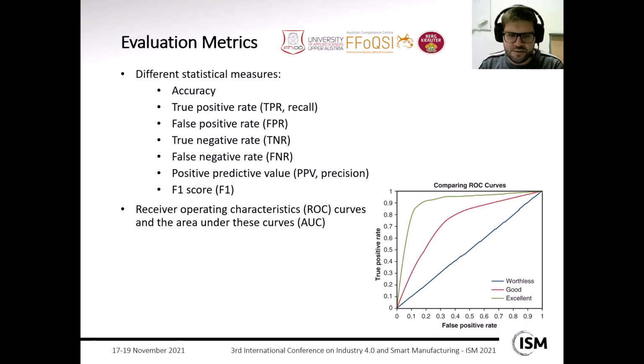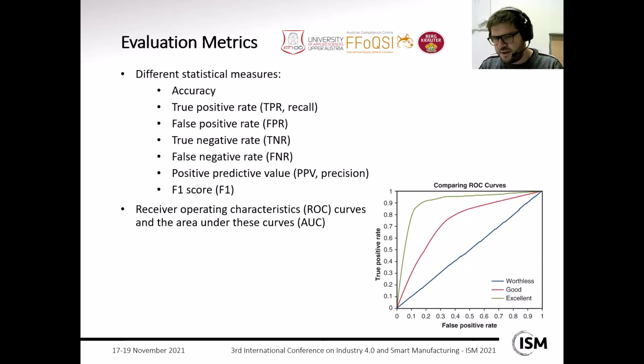Besides those numerical measures, we also calculate the receiver operating characteristics curves, ROC curves, and also the area under those curves, which basically tells us how good our classifier works. The example picture on the right side shows that the green line shows a nearly excellent performing classifier, and the blue line basically shows a worthless classifier, because the blue line, the false positive rate is always as high as the true positive rate. So basically the classifier does nothing else than guessing.